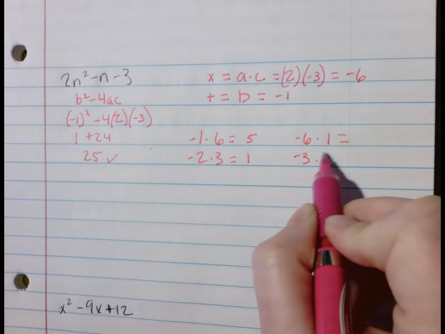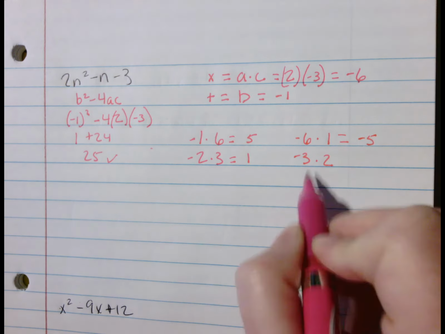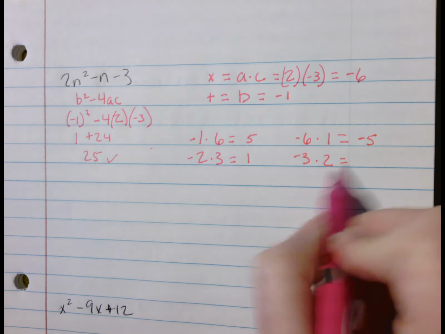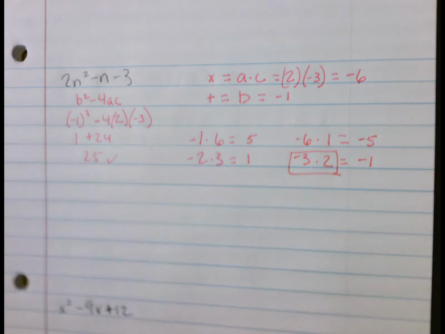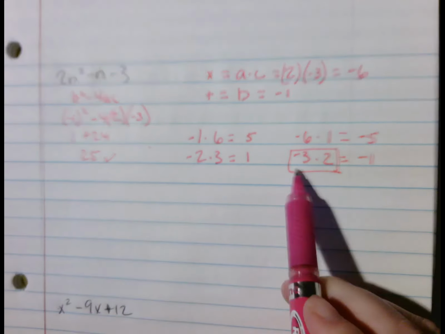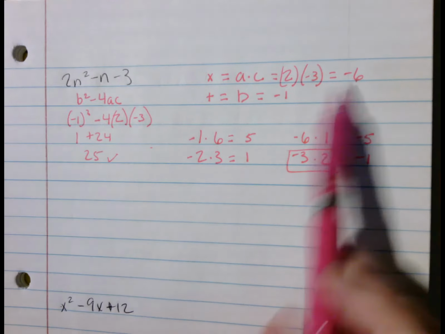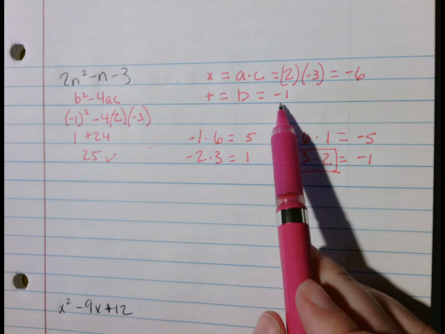And if we multiply those together, we get -6. If we add them, we get -5. If we multiply those, we get -6. And if we add them, we get -1. So these are our two numbers. Multiply -3 times 2, we get -6. Add them together, we get -1.